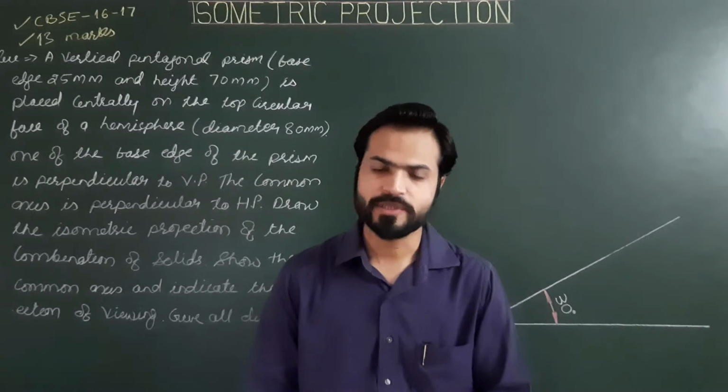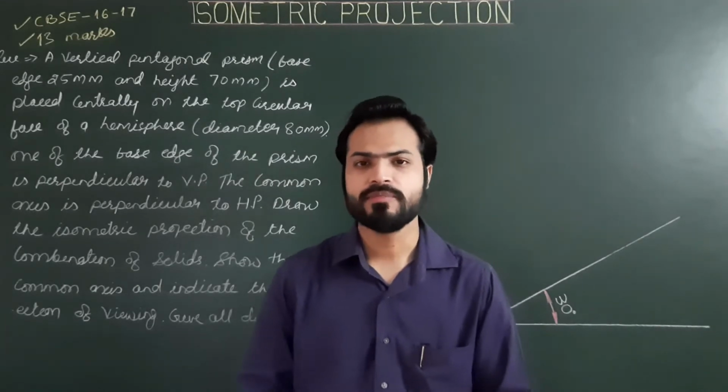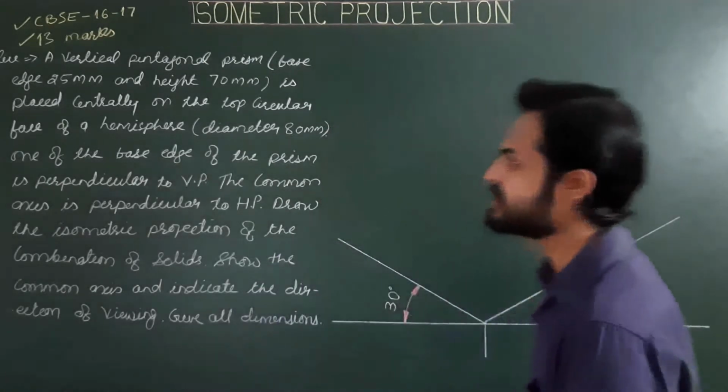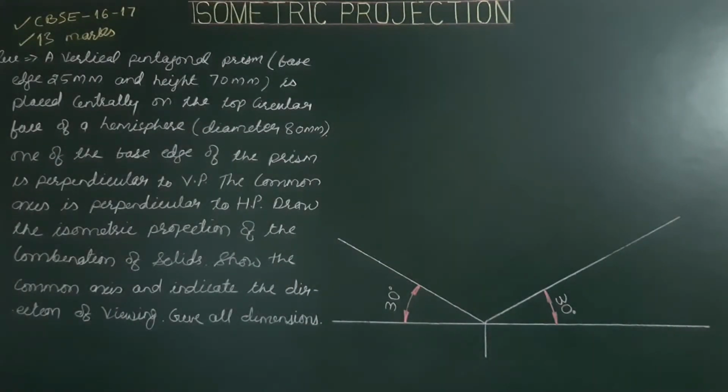Today we have a new combination to project. The problem was asked in the board examination in the year 1617 for 13 marks. A vertical pentagonal prism, base edge 25 mm and height 70 mm, is placed centrally on the top circular face of a hemisphere of diameter 80 mm.